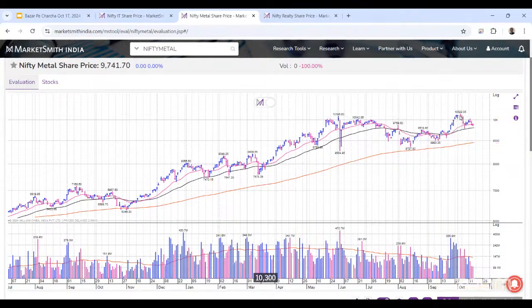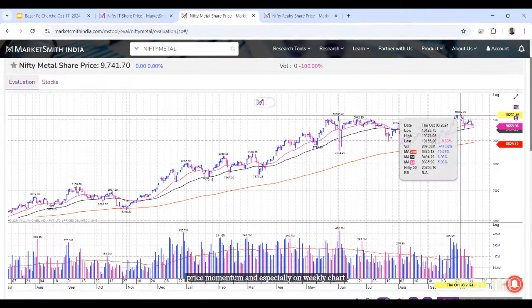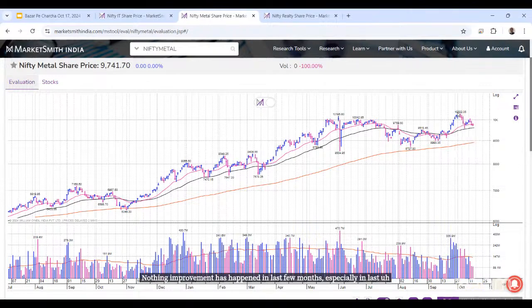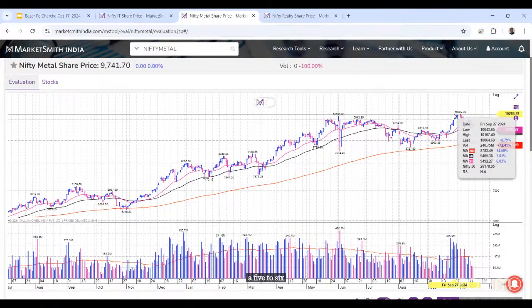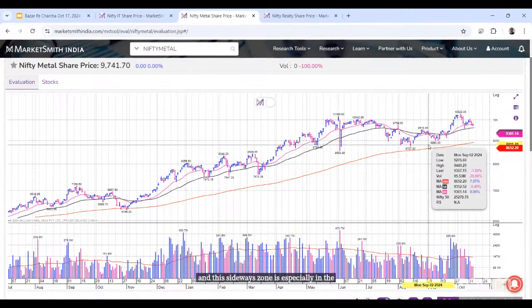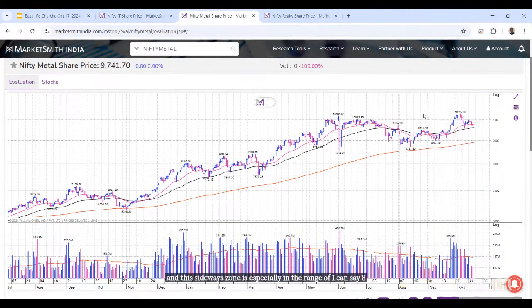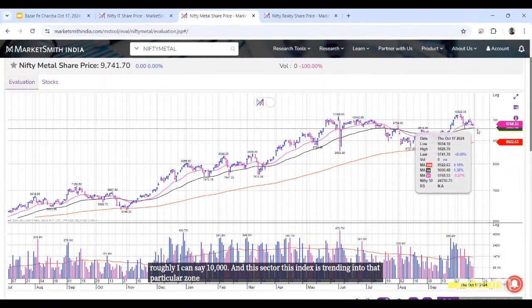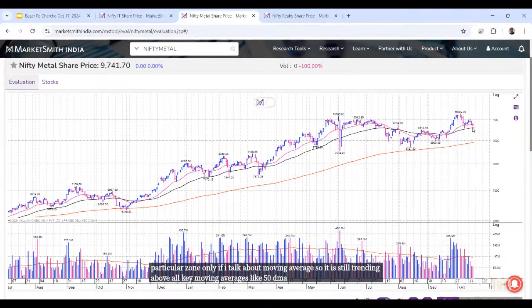But if I analyze the price momentum, especially on the weekly chart, I can say no improvement has happened in the last few months, especially in the last 5 to 6 months. This sectoral index is trending sideways, and this sideways zone is roughly in the range of 8,500 to 10,000. And this index is trending in that particular zone only. If I talk about moving averages, it is still trending above all key moving averages like the 50 DMA, 100 DMA or 200 DMA.